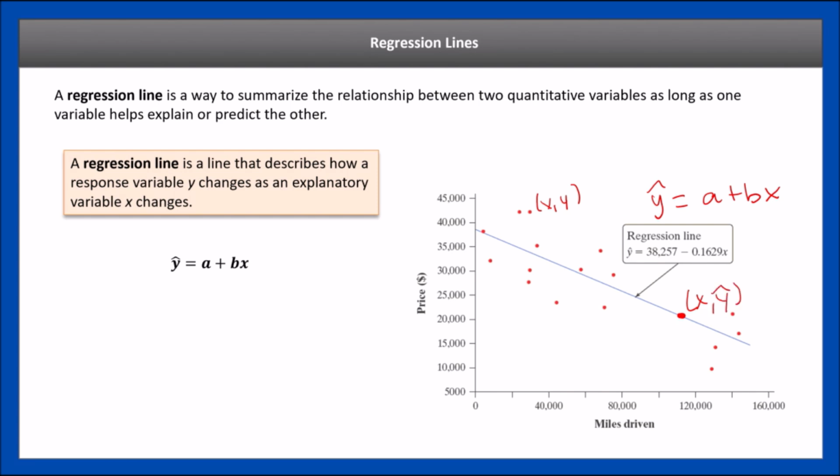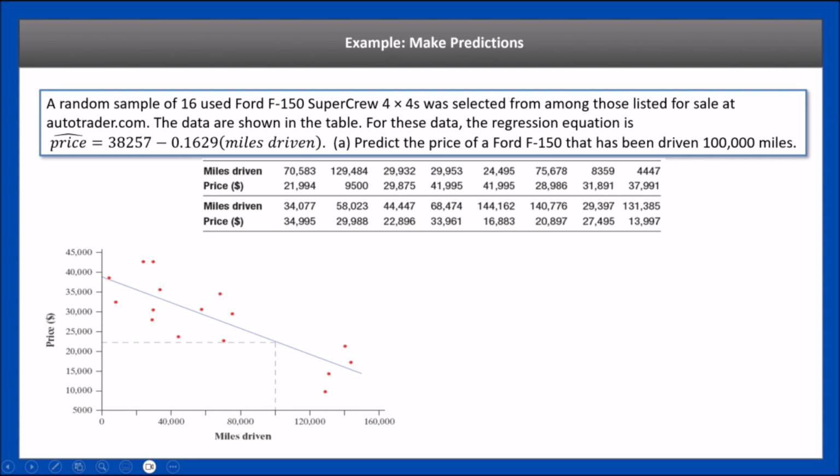That's the difference between y hat and y: y refers to the actual data points, and y hat refers to the point or points on the actual line, the equation. So that's the difference. The y hat is, in other words, the predicted value of y for a given value of x. All right, so let's do an example where we have to make a prediction if we're given a regression line.